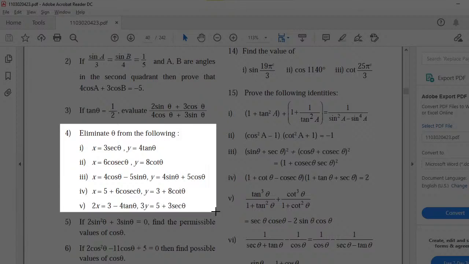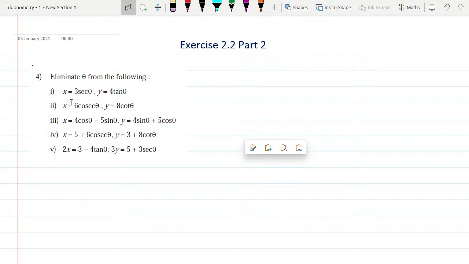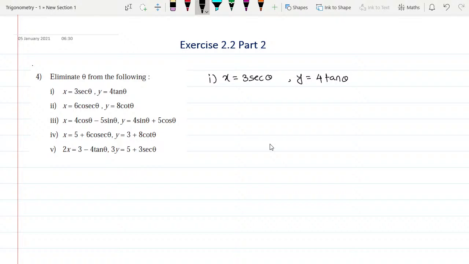Eliminate the theta from the following equations. So what we want to do here is eliminate the theta. I want to remove the theta from these equations. So the first question is like this: x equals 3 sec theta and y equals 4 tan theta. So you want to remove this theta. First understand the procedure. After the procedure you will get how we are removing the theta.